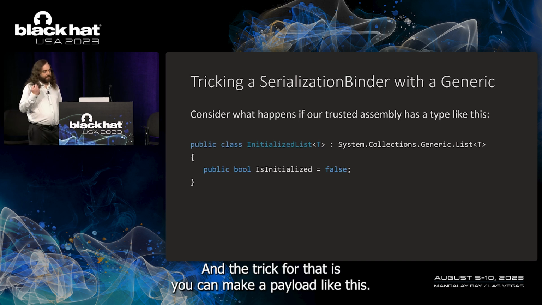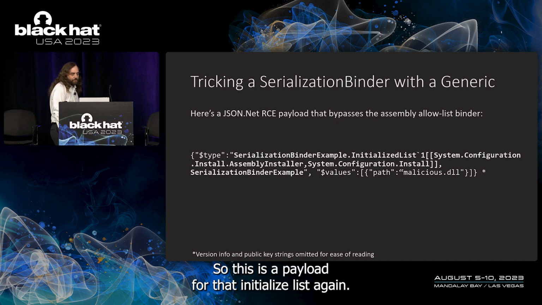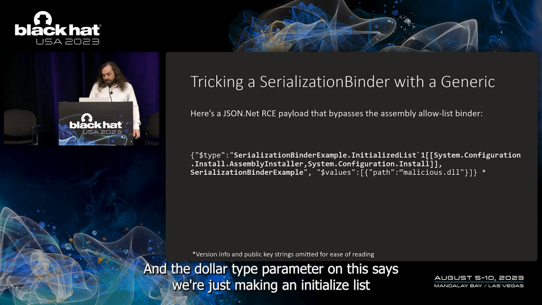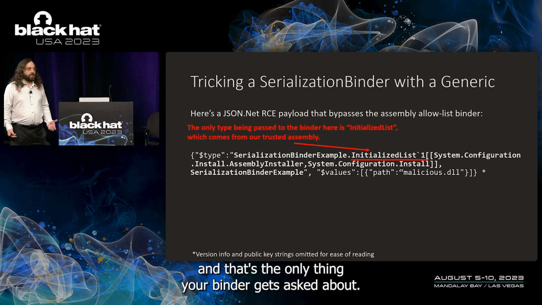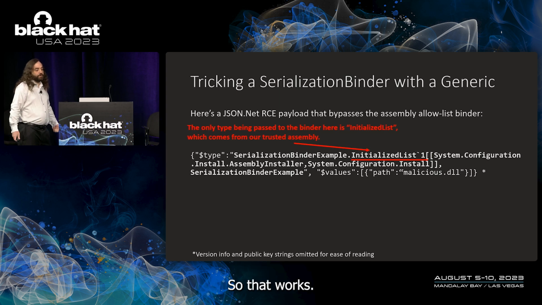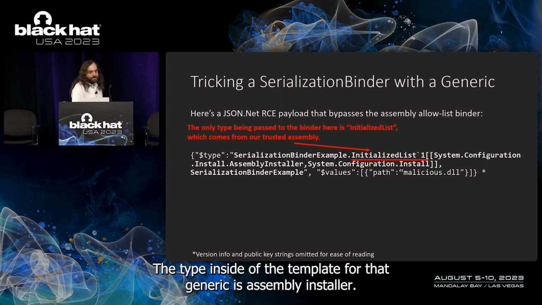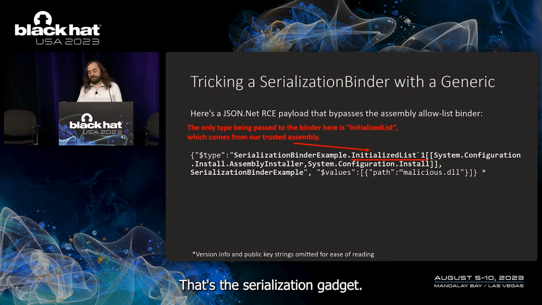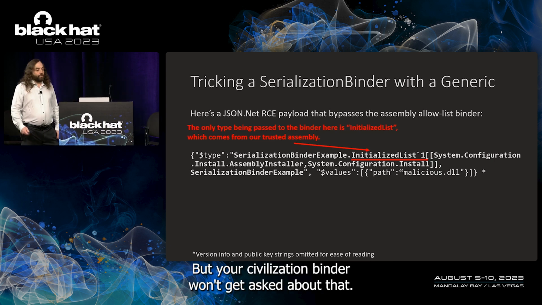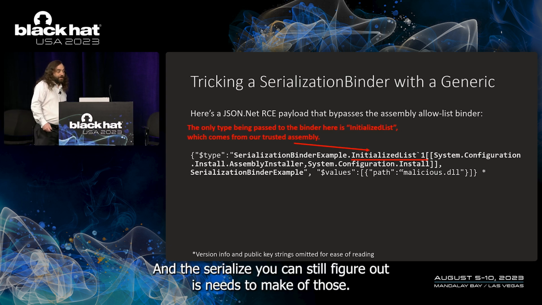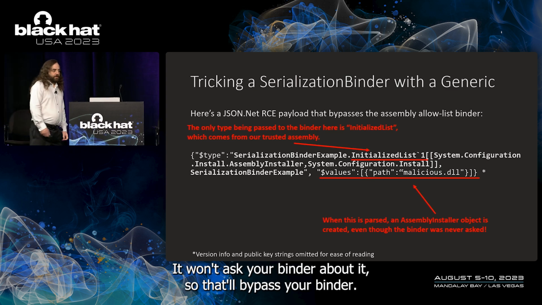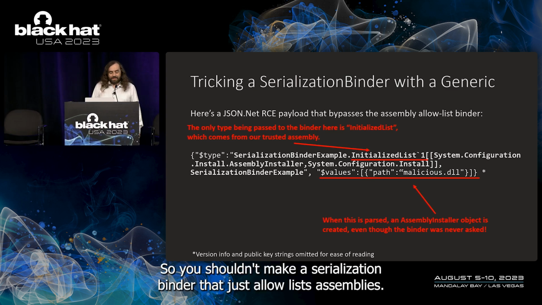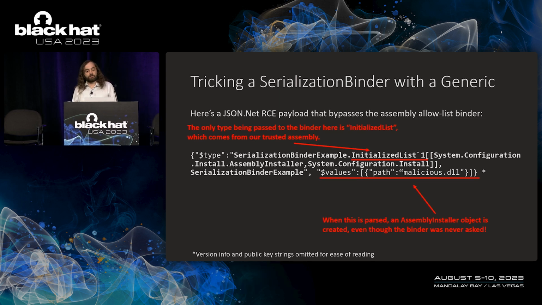And the trick for that is you can make a payload like this. So this is the payload for that InitializedList again. And the $type parameter on this says we're just making an InitializedList, and that's the only thing your binder gets asked about. And that InitializedList type comes from your assembly, so that works. The type inside of the template for that generic is AssemblyInstaller. That's a serialization gadget. But your serialization binder won't get asked about that if you don't specify it. And the serializer can still figure out it needs to make one of those when it deserializes this values section. It'll make this anyway. It won't ask your binder about it, so that'll bypass your binder. So you shouldn't make a serialization binder that just allow lists assemblies.